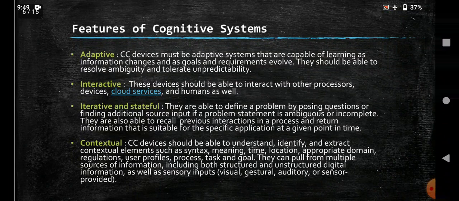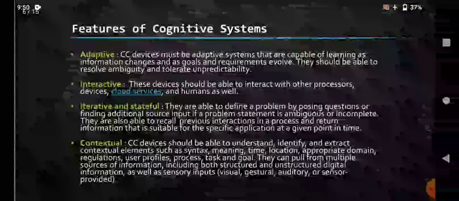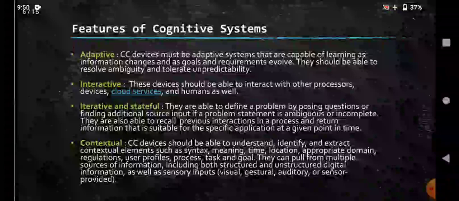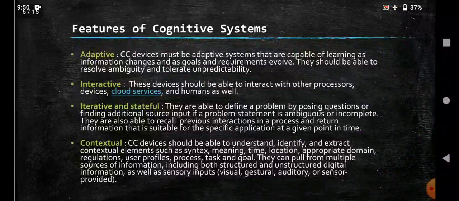The next one is iterative and stateful. These systems must be able to identify problems by asking questions. The last and final feature of a cognitive system is contextual. A contextual system must understand and identify contextual data, that means syntax, time, location, domain, requirements, etc. Cognitive computing is also called a subset of artificial intelligence.